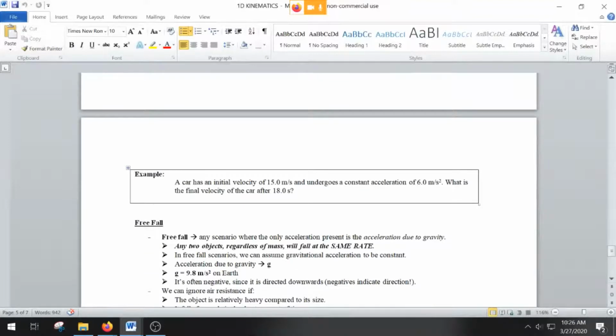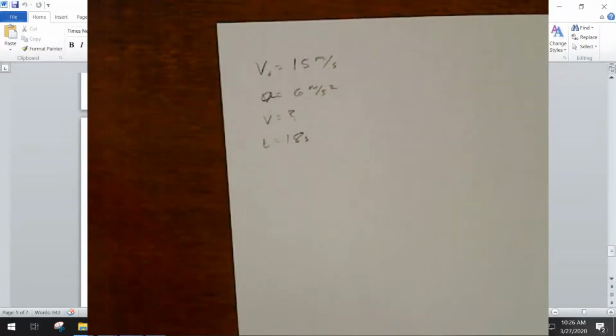So let's take, for example, we've got ourselves a car. It's got an initial velocity of 15 meters per second. It undergoes a constant acceleration of 6 meters per second squared. And we want to know the final velocity of the car after 18 seconds has elapsed. All right, so those are all of our givens. You got initial velocity, you got acceleration, and you've got time.